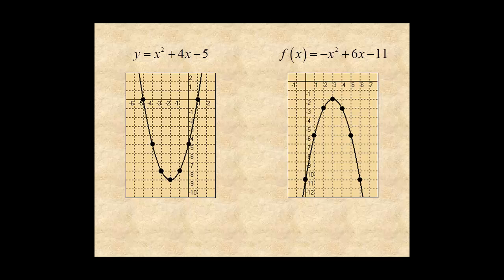The next thing to notice about parabolas is their symmetry. If you draw a vertical line through the vertex, it divides the graph exactly in half. This line is called the axis of symmetry. This is useful because if you can find a point on one side of the graph, you automatically have a point on the other side.